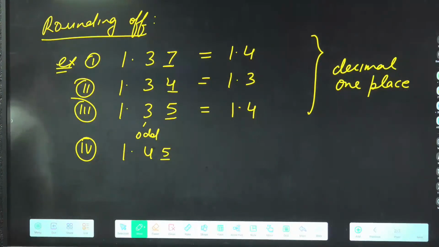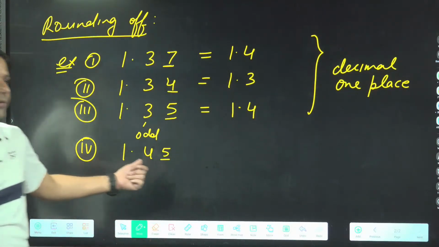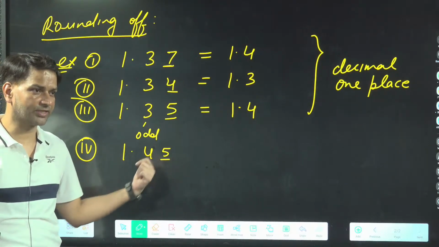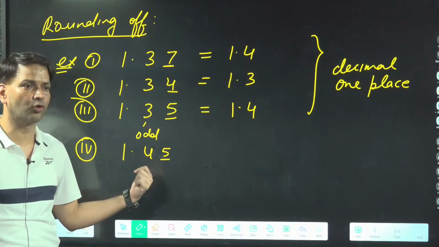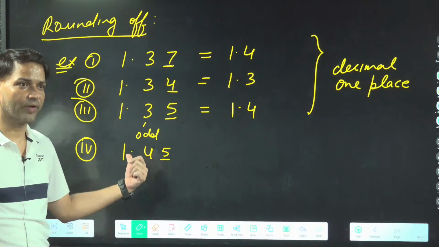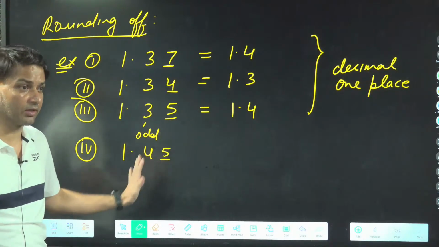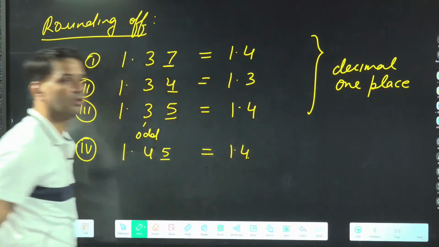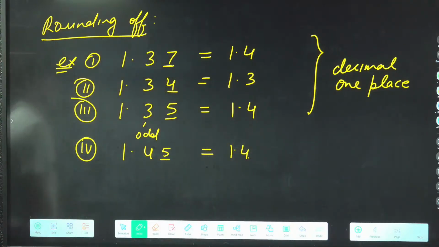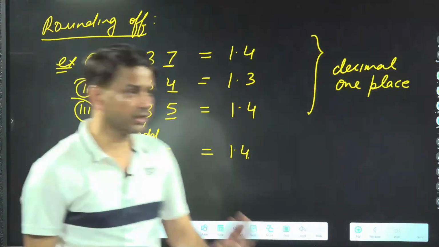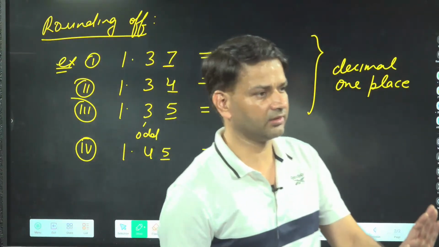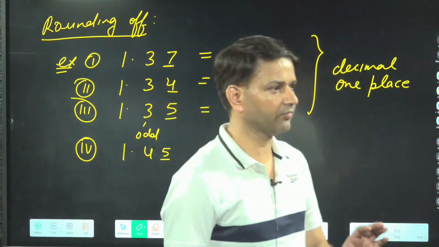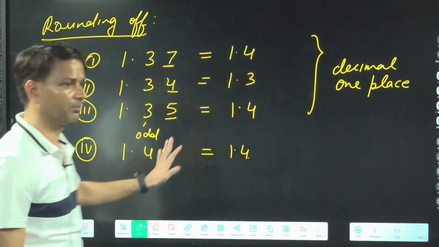If this you have to round off, again you have to remove 5. So you will check the preceding digit. Preceding is a 4. 4 is even. So when it is even, it will remain unchanged. Then what will you get? 1.4. So these rules are given in NCERT: greater than 5, less than 5, and equal to 5. And that type of example is there.